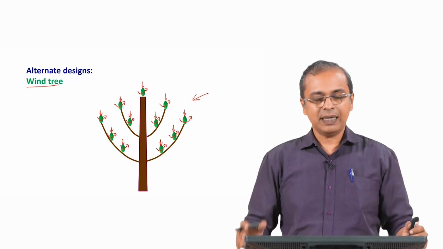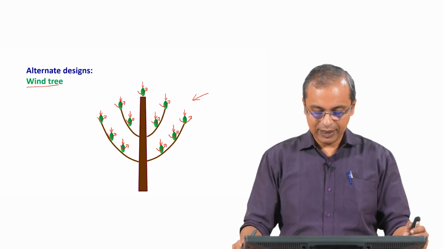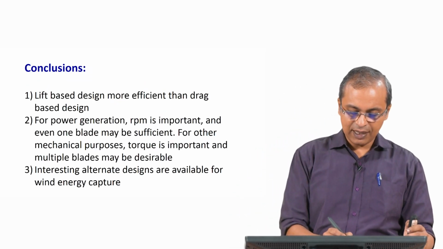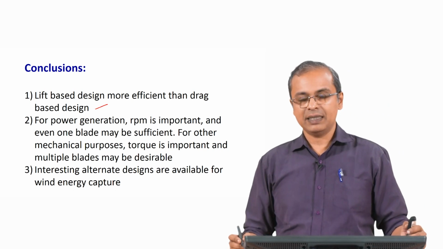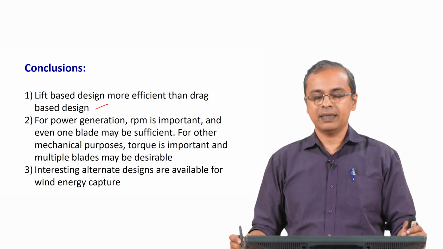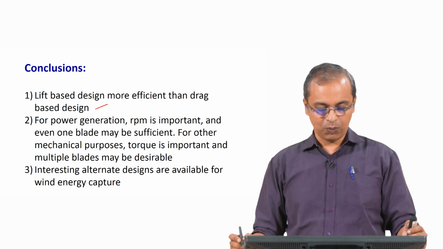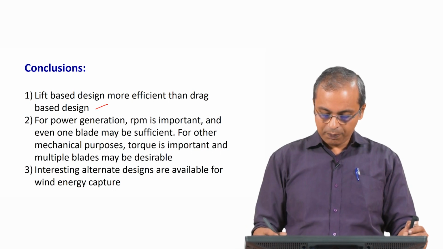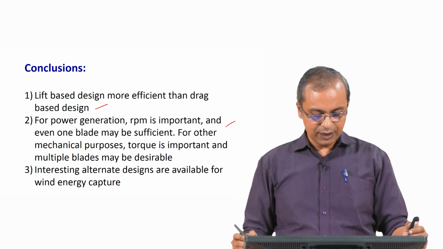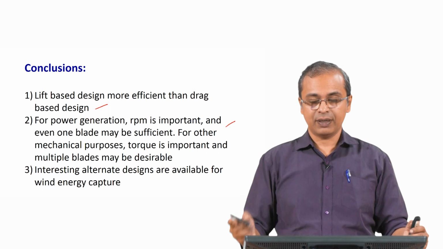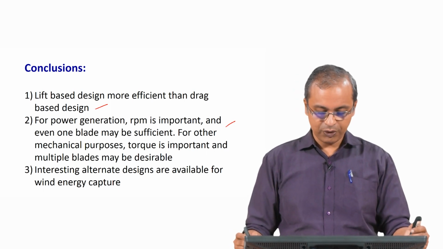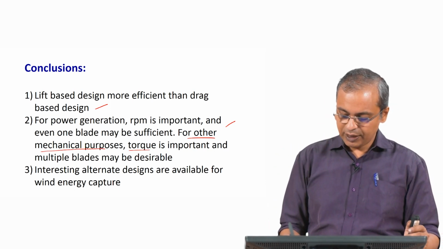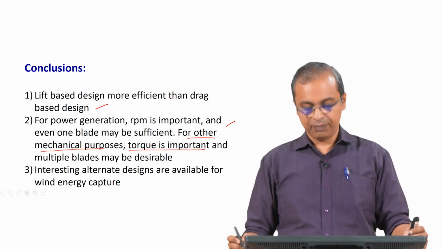Those are the interesting design aspects that I wanted to discuss today as we close our discussion on wind energy. In conclusion, the lift based design is more efficient than the drag based design, is able to have tip speed ratios higher than 1, and is able to capture more energy than the drag based designs. For power generation, RPM is important, and even one blade may be sufficient if torque is not important and only RPM is important. For other mechanical purposes, torque is very important, and in that case multiple blades may be desired.